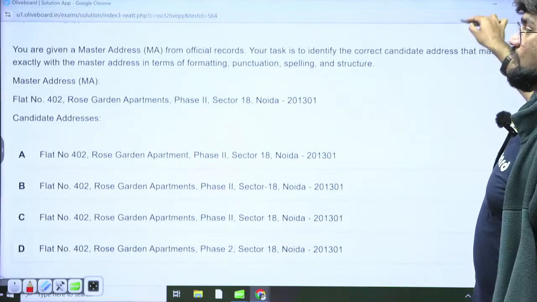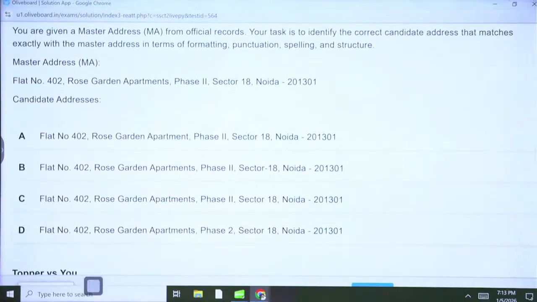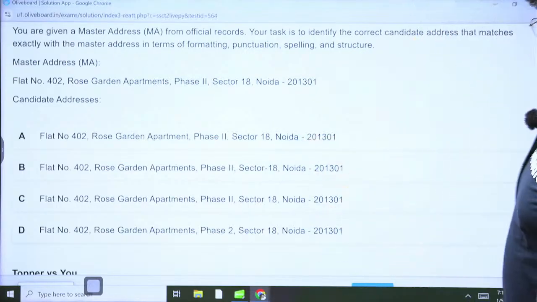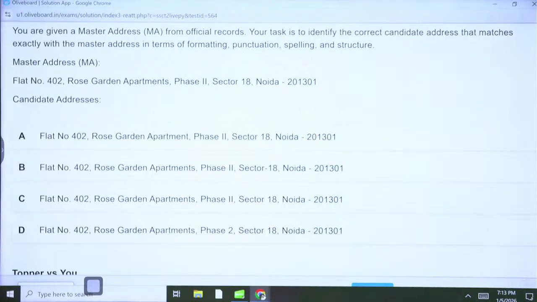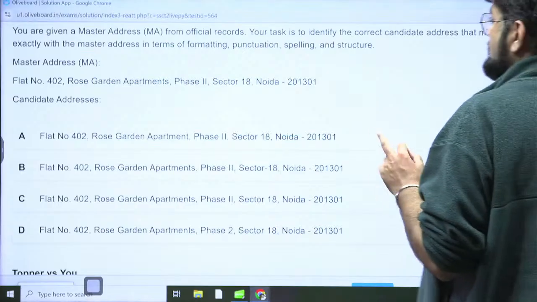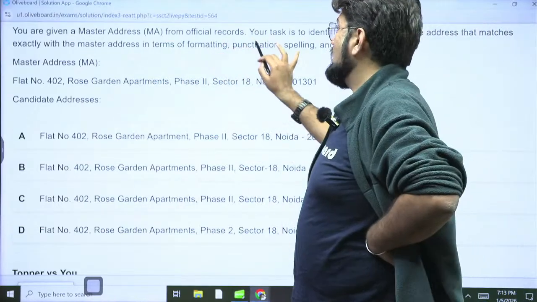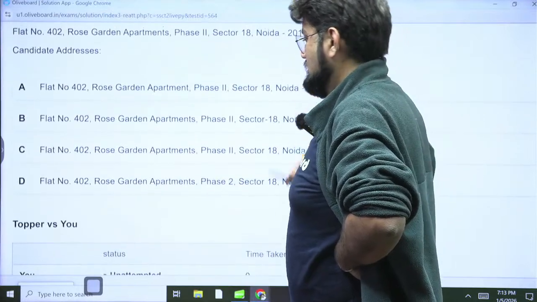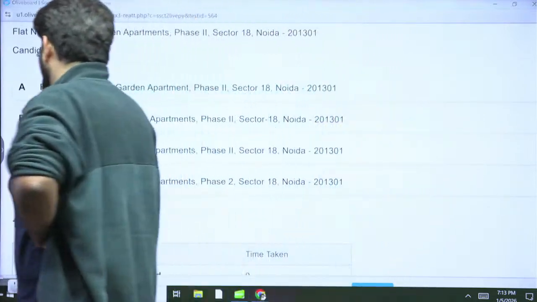Okay, this is also a good one. See, there is a master address from the official records. So this is your master address. You need to match it with the options given below. But your match has to be accurate. Why? Your match has to be matched in terms of formatting, punctuation, spelling and structure. Everything has to resemble. Right? Now you have to start deleting here always.